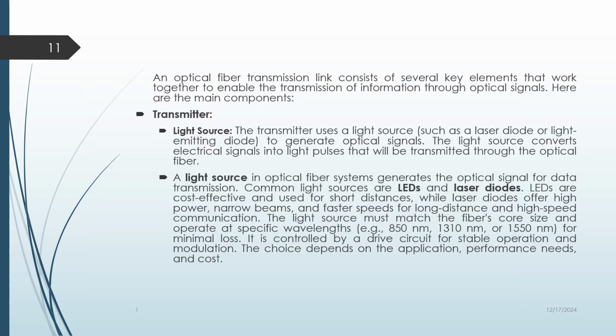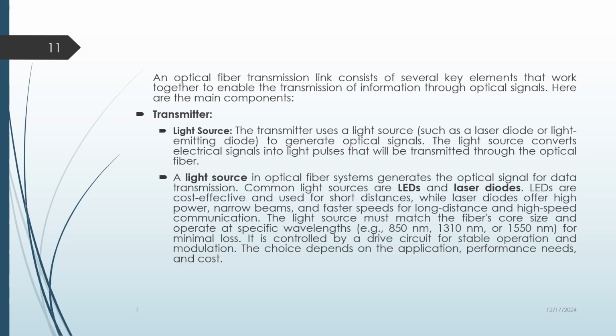Here, the optical fiber transmission link consists of several key elements. First, the transmitter, the light source. The transmitter uses a light source such as a laser diode or light emitting diode to generate the optical signal. That is, generally available signals are electrical in nature, which will be converted into the form of an optical signal, converting your electrical signal into light pulses that will be transmitted through the optical fiber.